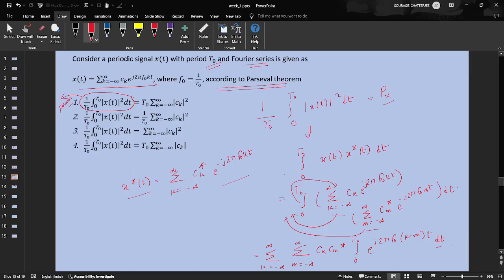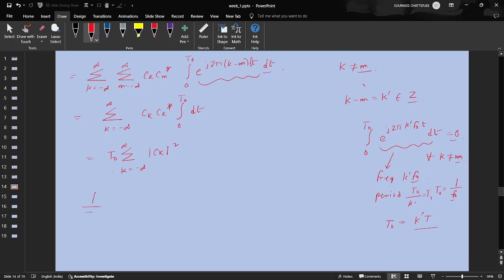Now we can bring the factor 1 over t naught here. So 1 over t naught times the integral from 0 to t naught of xt square dt turns out to be 1 over t naught times t naught times the sum over k is equal to minus infinity to infinity of ck square. T naught cancels out. So we are left with the absolute value square of the spectral coefficients. So this is what Parseval theorem is, and this is the mathematical expression for that.